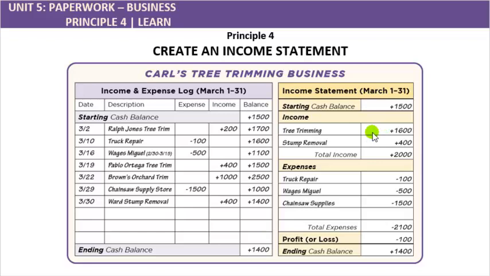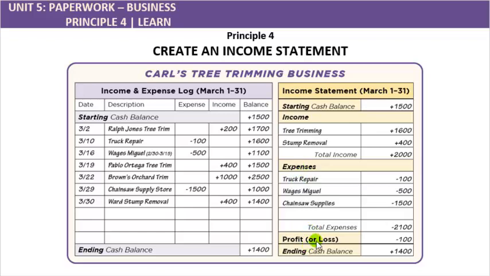So using Carl's income and expense log, we can make an income statement. An income statement is another important business tool. It takes all the income and expenses from one month, a quarter, or a year to determine if you made any profits during that time period. An income statement shows income, expenses, and profit or loss.